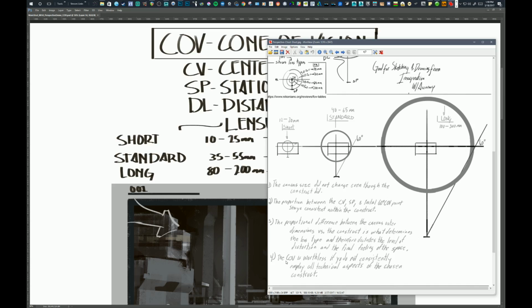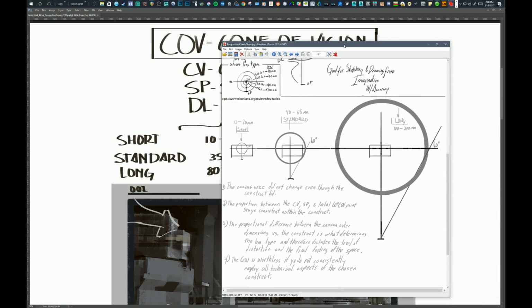All right, now we have the number 4, which is the cone of vision is worthless if you do not constantly employ all the technical aspects of the chosen construct. So if I create all this and I don't add measure points and a vanishing point that uses those measure points to calculate foreshortening, which we'll talk about in a later lesson, then essentially I've done this all for nothing. And I might as well have just sketched without worrying about the cone of vision altogether, right?